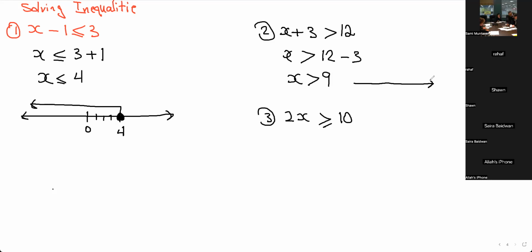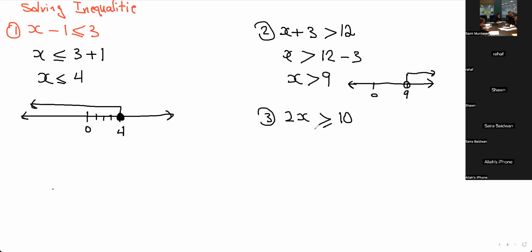On the number line, if this is 0, and here let's say that's 9, you put an open circle at 9, and since greater than 9 means this way, because the numbers on this side are greater than 9, so you shade this way.